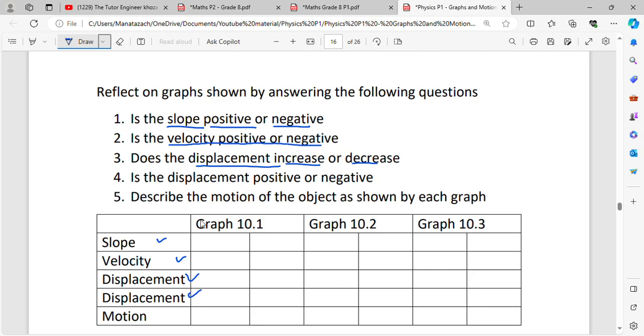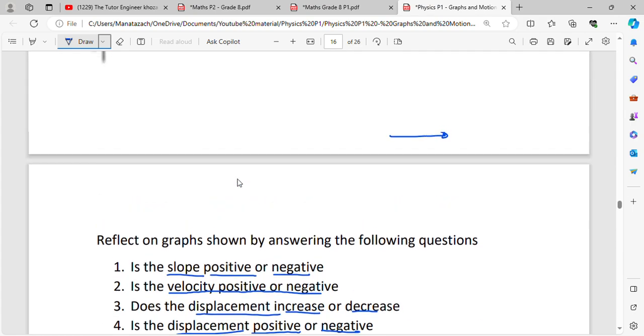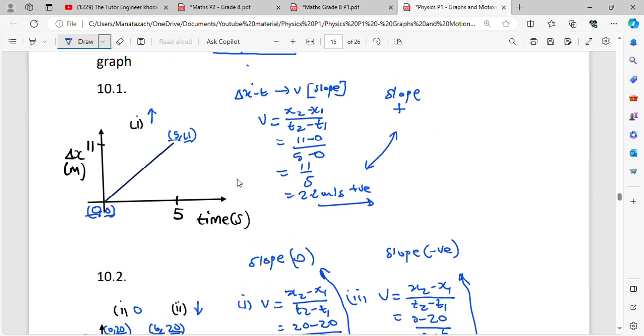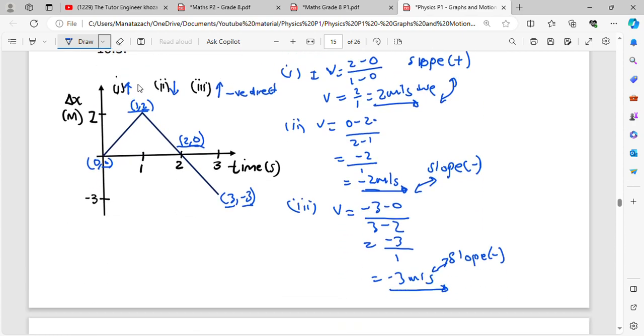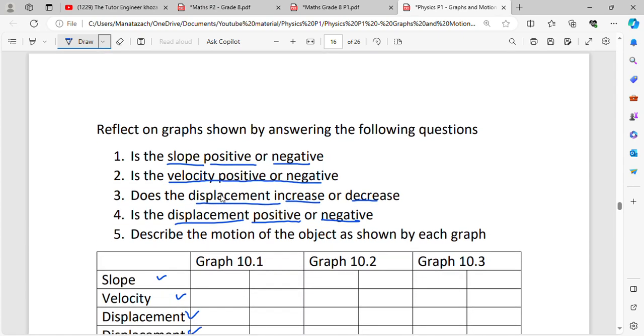Now question 4, is the displacement positive or negative? Just looking at the graph as it is, anything that is above the time axis, you'll say it's positive, right? So this one is still positive displacement, and still above the time axis here, positive, positive. So here it's negative. The displacement here is negative. That would be the fourth question.